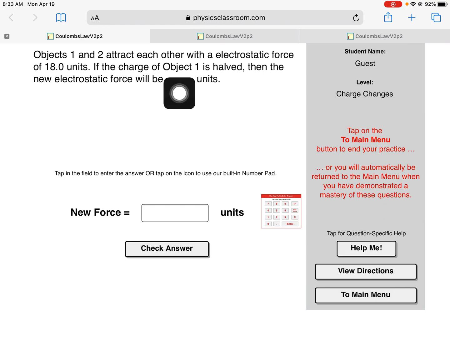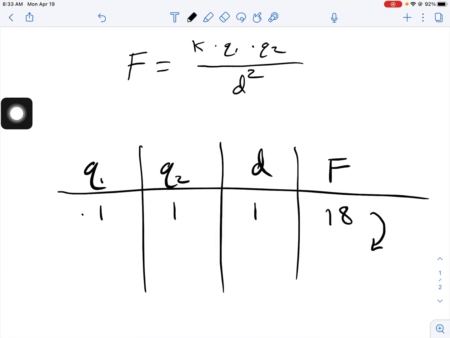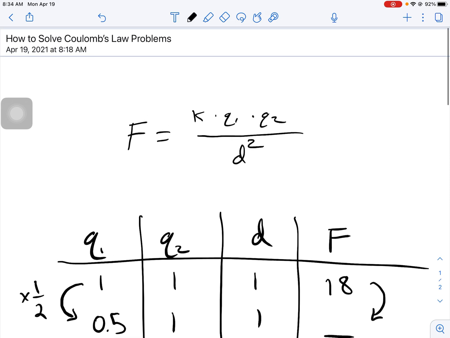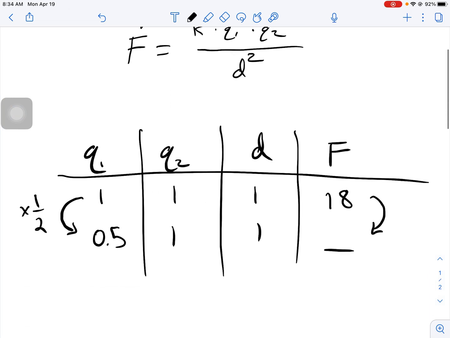Now, it's asking us what is going to be the new force if the charge of object 1 is halved. So charge number 1 is going to be halved, and now it's going to be 0.5. Charge number 2 doesn't change, the distance doesn't change, and we want to figure out the force. Looking at the formula, remember that force and charge have a direct relationship. So if charge is halved, then force is also halved. So our new force is going to be 9 units.